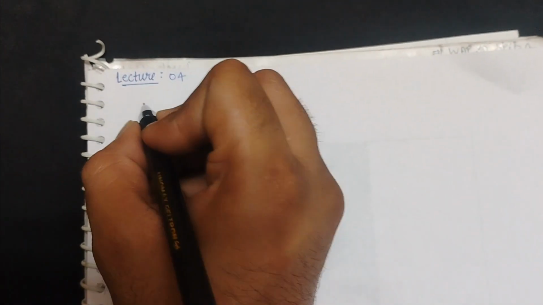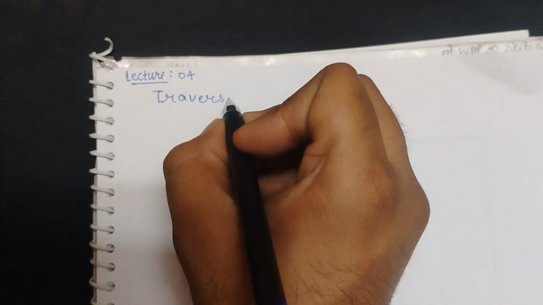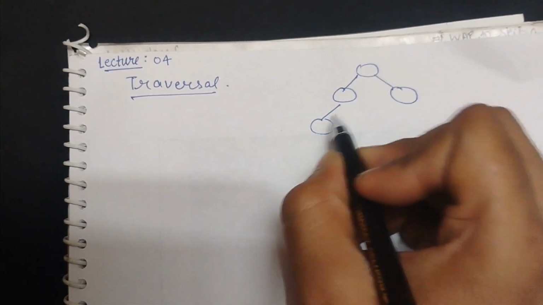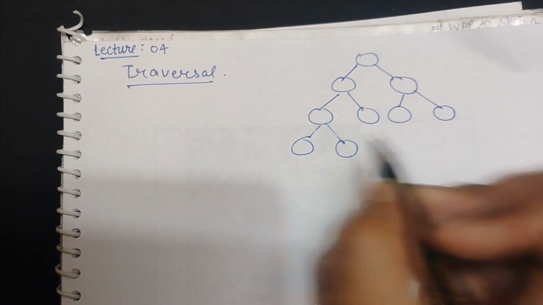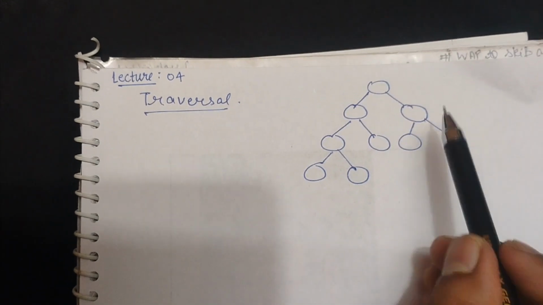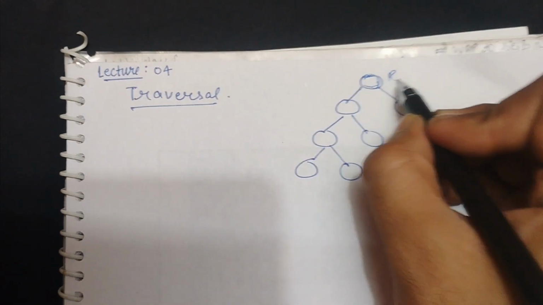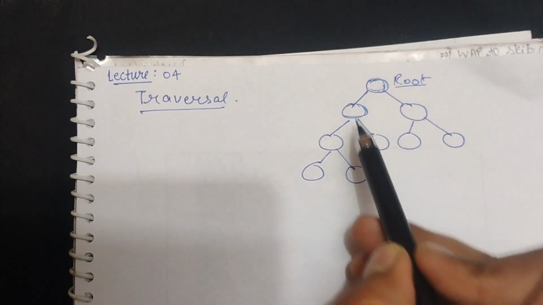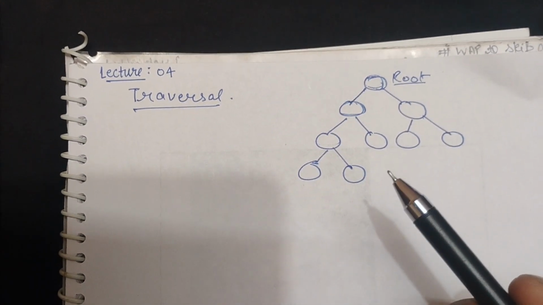So what do we mean by traversal? Traversal is, for example, this is our tree. Okay, this is a binary tree, and traversal means I'm starting from this root node. I'm standing here at the root node and I want to visit all the nodes. So how can I visit?